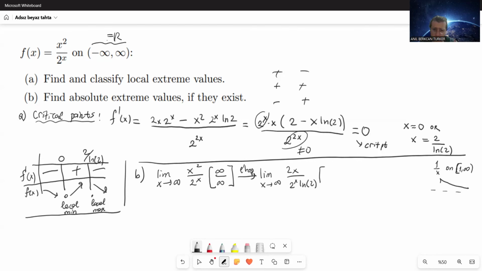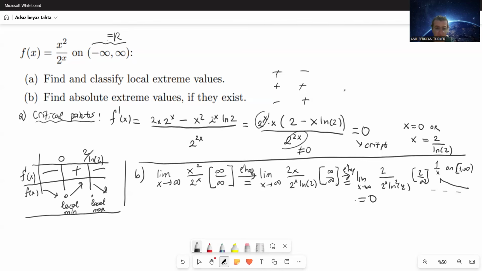Still, we have the same issue. Infinity over infinity. Again, apply L'Hopital. Limit x goes to infinity, 2 over 2 to the power x times square root of 2. So now we have 2 over infinity. It means this limit is 0. So it means that these L'Hopital arrows are actually equalities. So my limit is 0.